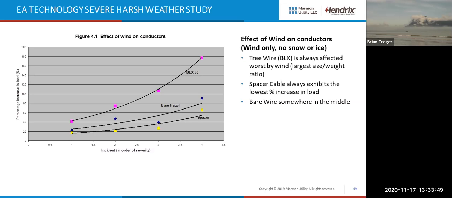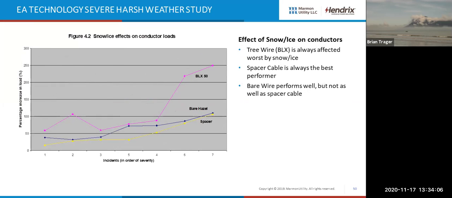And they further found out that spacer cable always exhibits the lowest increase in load with harsh weather, with high winds, which was good news for the poles and the guys. And the bare wire was closer to spacer cable, but essentially somewhere in the middle, pretty good.